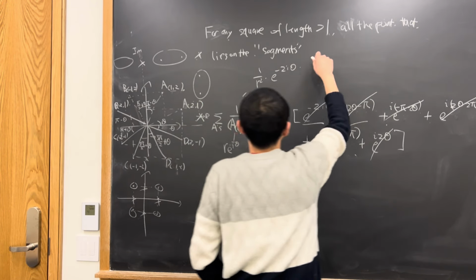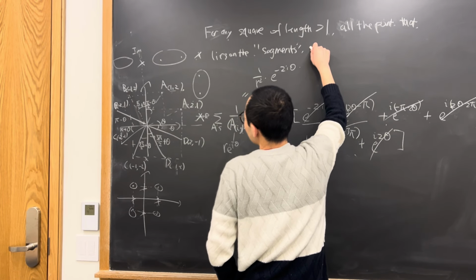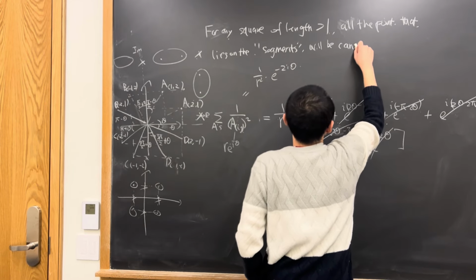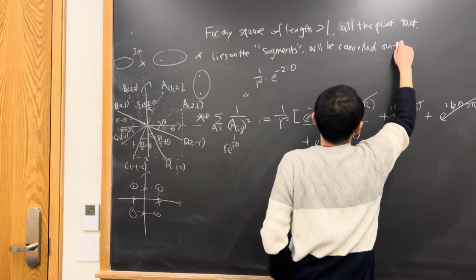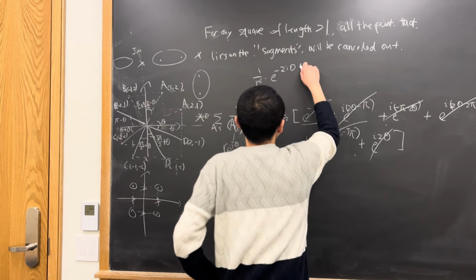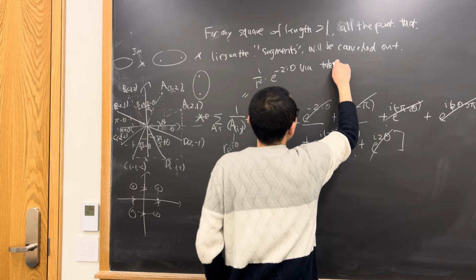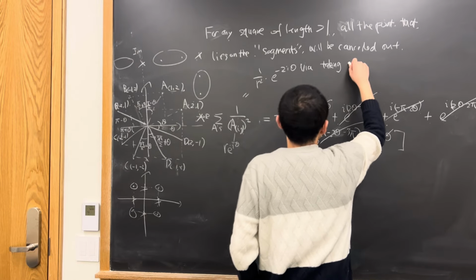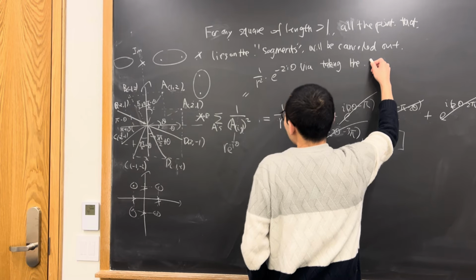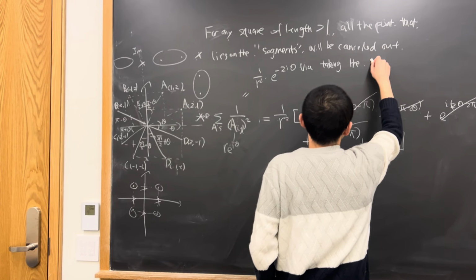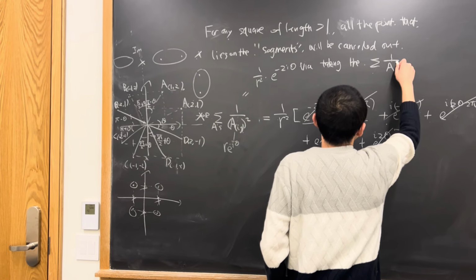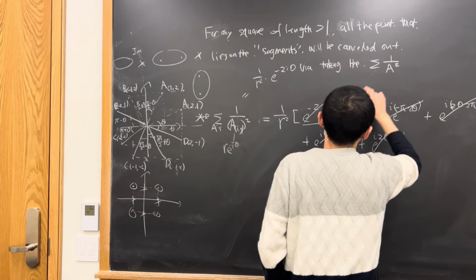The points that lie on the segment will be cancelled out via taking the sums. Yeah, so we are taking the sum.